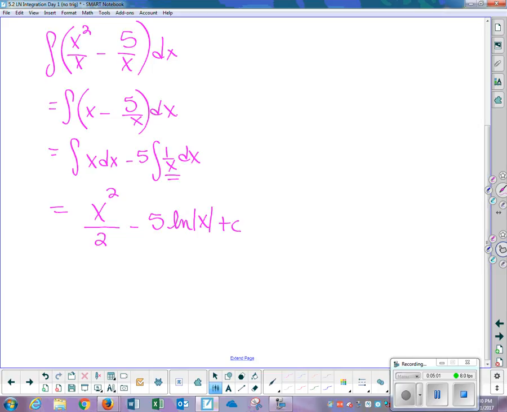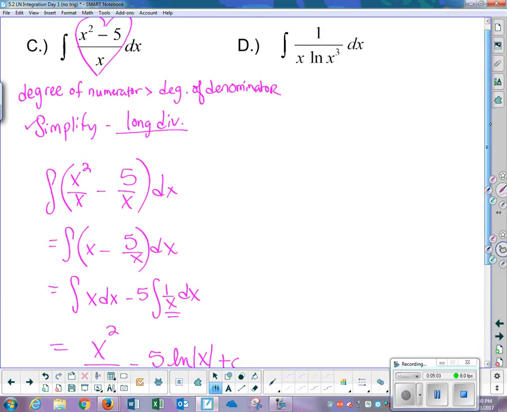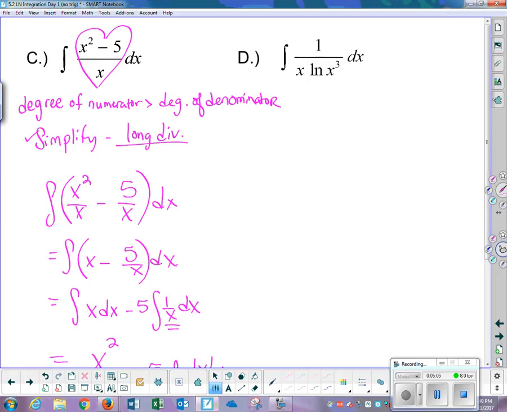So anytime that numerator is greater than the denominator, we need to simplify. And in this case, since the denominator was just a single x, it's easiest to think of that heart design, and we can split it up so each numerator takes on that common denominator.